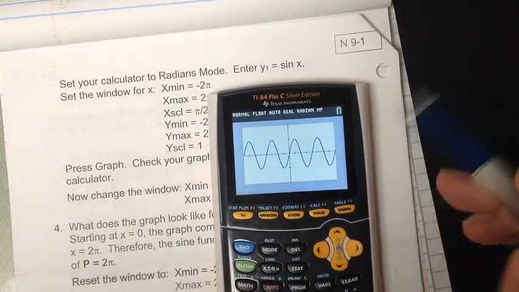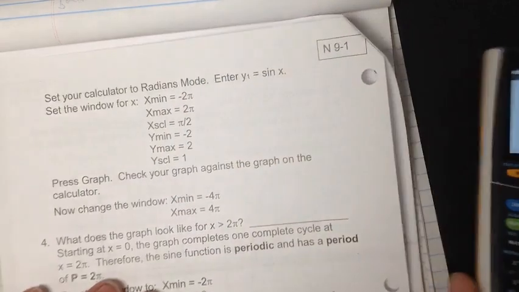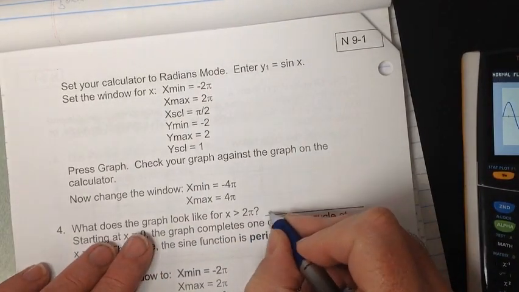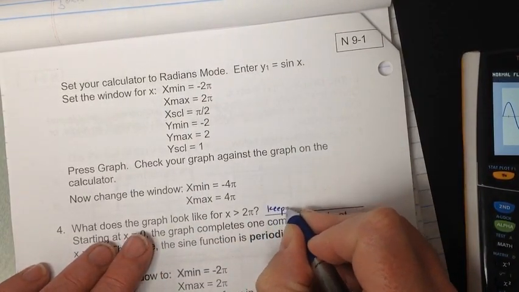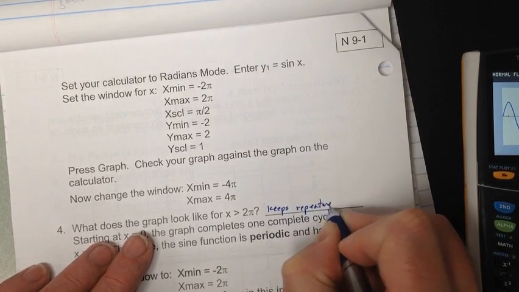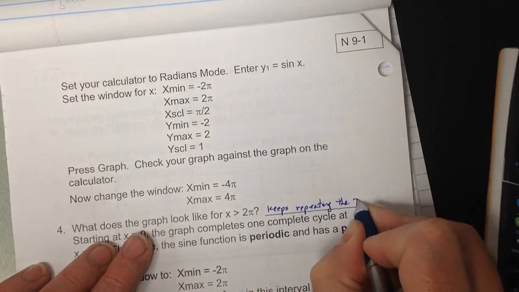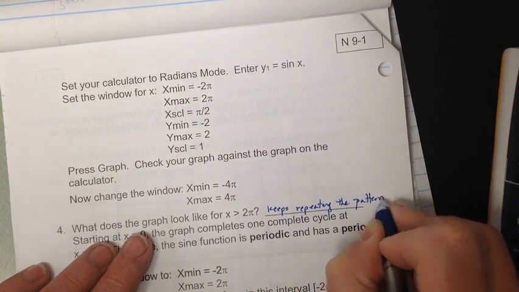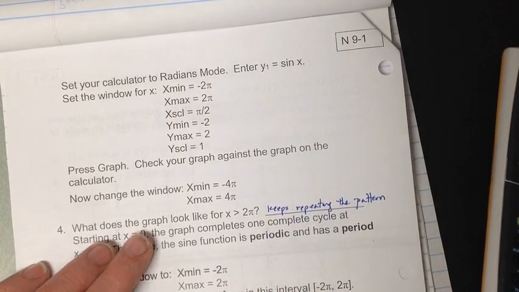Notice it just keeps doing the same thing over and over again. So that's what we're going to say. What does the graph look like? It keeps repeating the pattern. Past 2 pi, it keeps repeating the pattern.